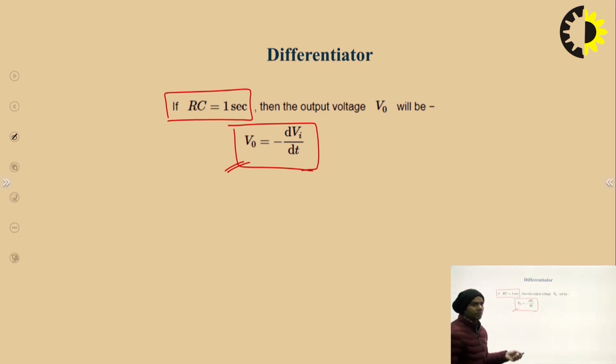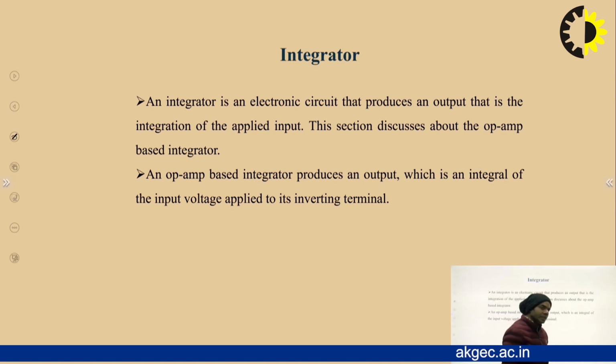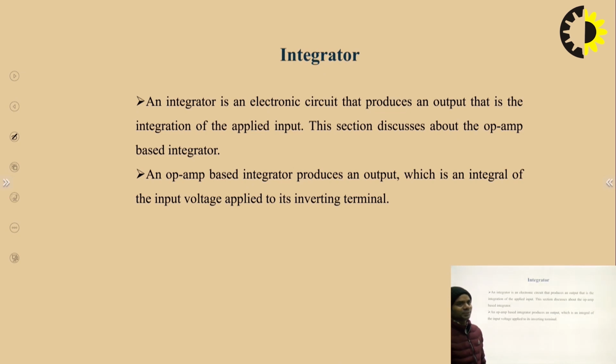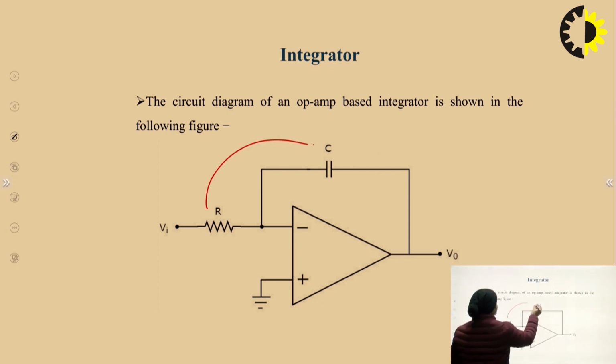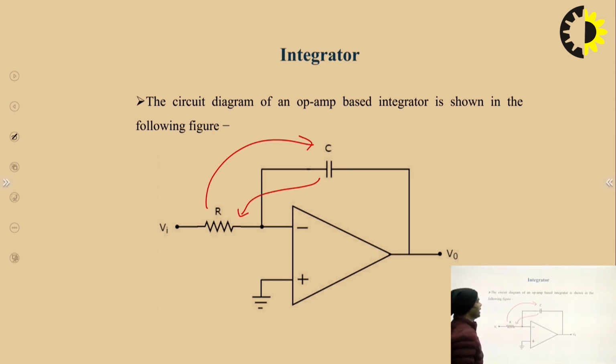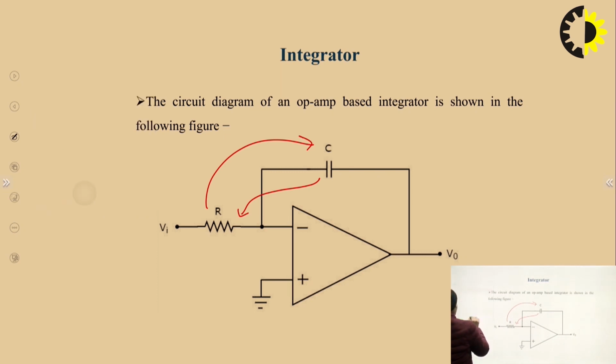However, I will consider one waveform later on after discussing the integrator circuit. The integrator circuit is one which provides the integration of input, or output is proportional to the integration of input. You can see this circuit is very similar to the differentiator circuit. The only difference is we have interchanged the position of resistor and capacitor. Rest everything is same, and the same concept will be applicable here.